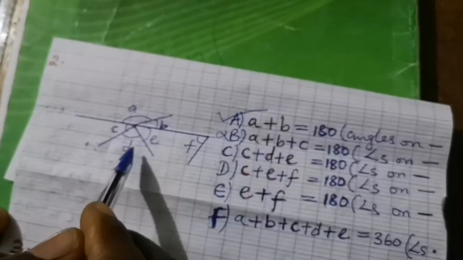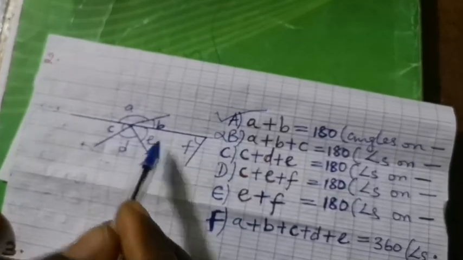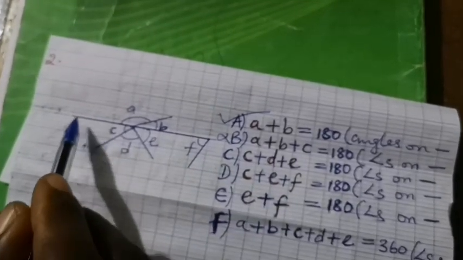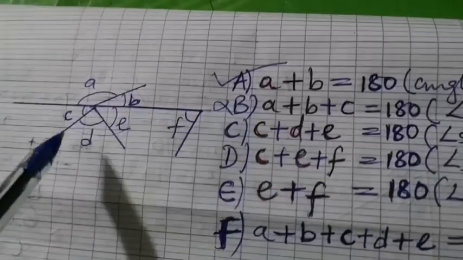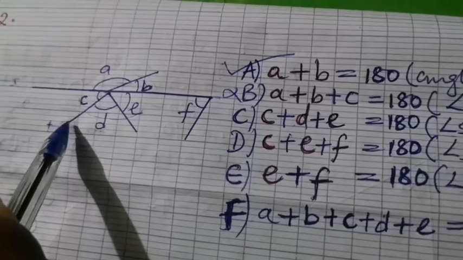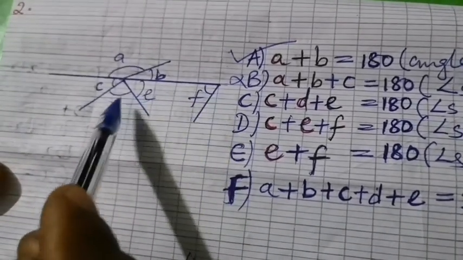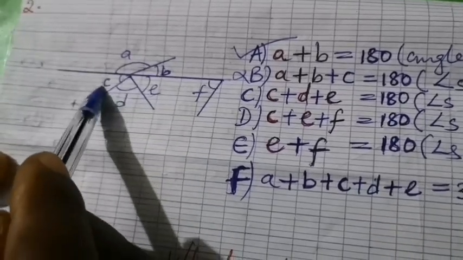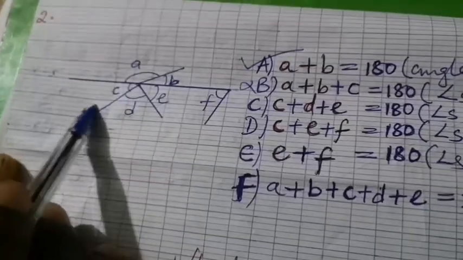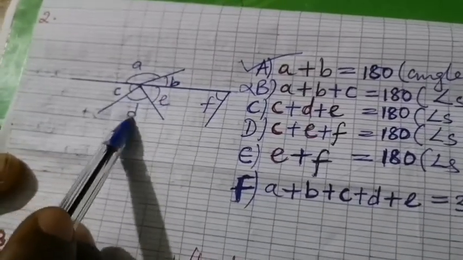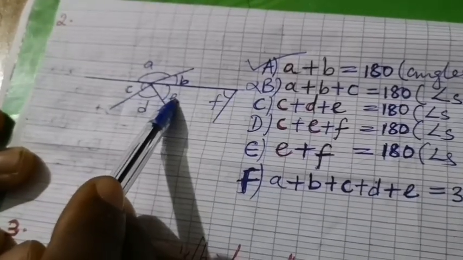C plus D plus E. Now look at what we have here. This is a baseline. Now we have this line as a baseline. So we are looking at this side where we have C, D, and E, not this side. So we are no longer looking at this side. Look at the side we are looking at. This side we have C, D, and E. We want to know whether C, D, and E are angles on a straight line.